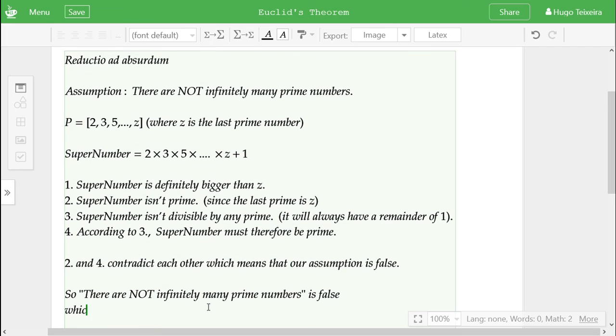So, there are infinitely many prime numbers must be true. And that's it. It's simple.